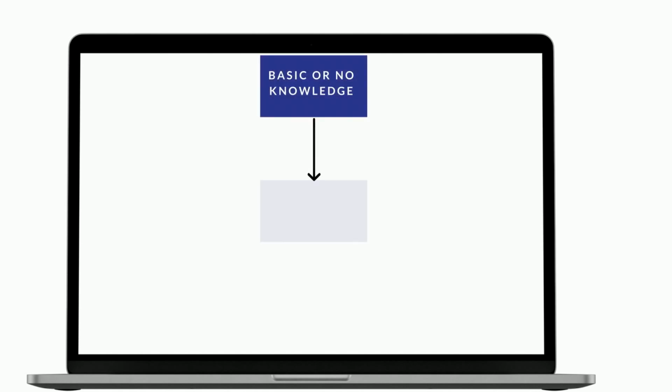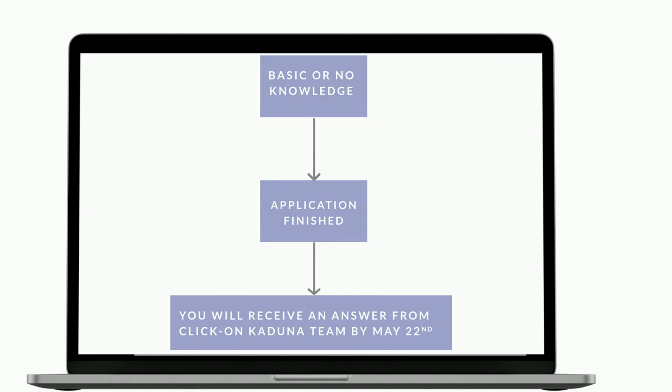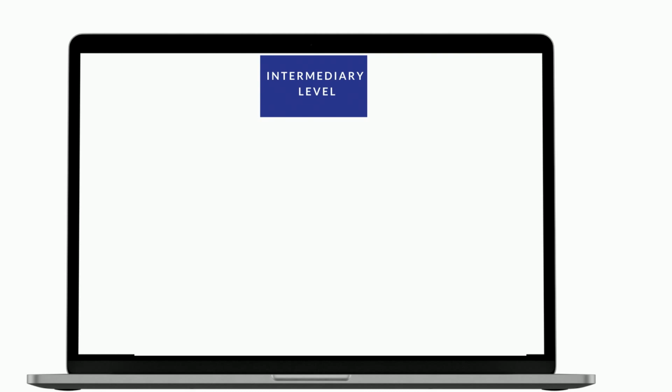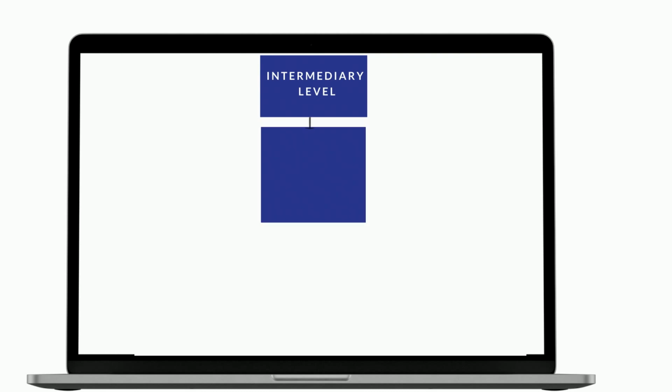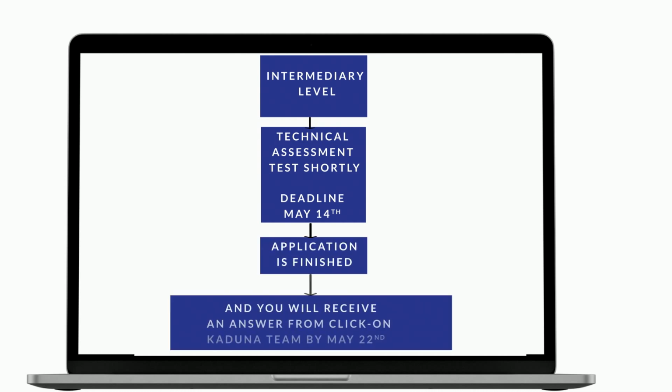Finally, please note that if you selected basic or no knowledge, your application is finished and you will receive an answer from the Click On Kaduna team by May 22nd, either being accepted into the program or not. If you selected intermediate level, the Click On Kaduna team will send you a technical assessment test shortly for you to complete before the deadline. Once the test is complete, your application is finished and you will receive an answer from the Click On Kaduna team by May 22nd, either being accepted into the program or not.